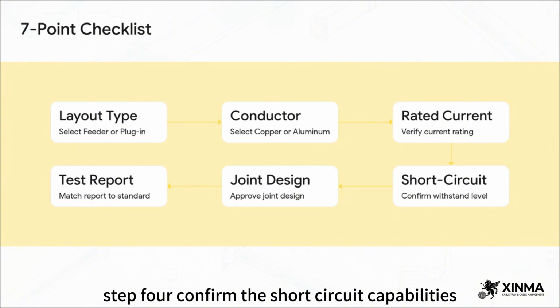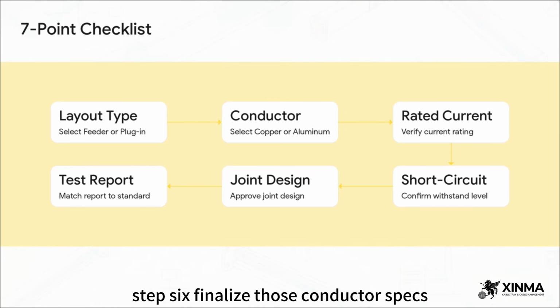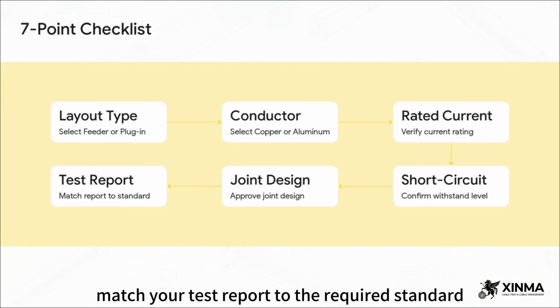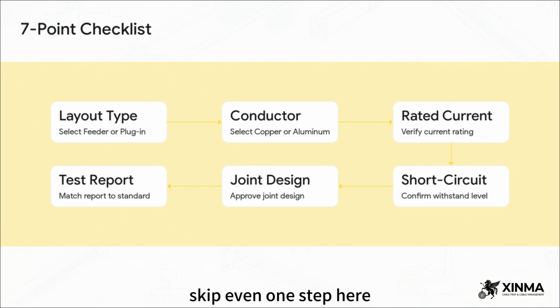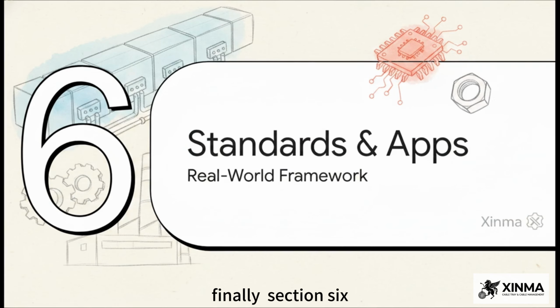Step 4, confirm the short circuit capabilities. Step 5, approve the joint design. Step 6, finalize those conductor specs. And Step 7, the big one, match your test report to the required standard. Skip even one step here, and you're just inviting costly failures. Finally, Section 6, standards and applications.